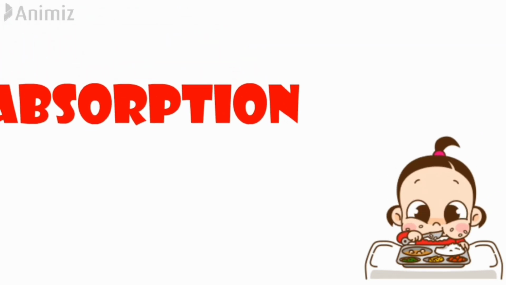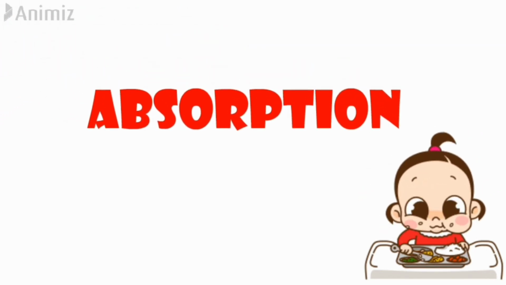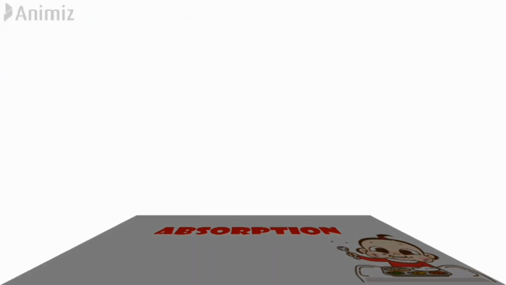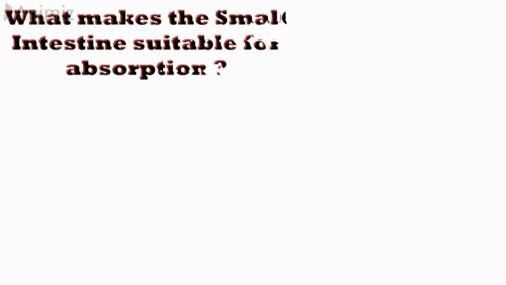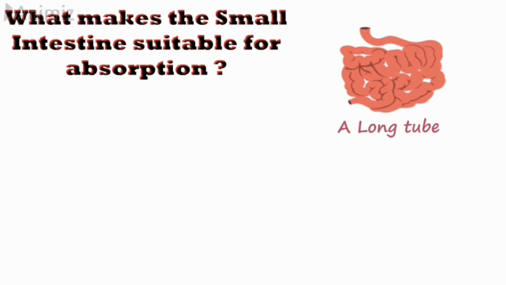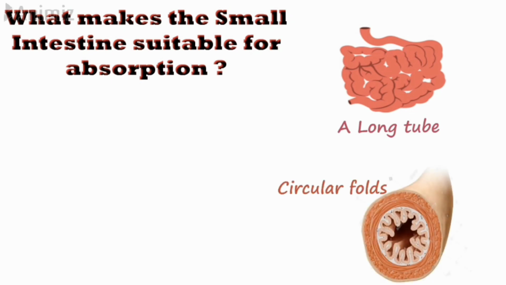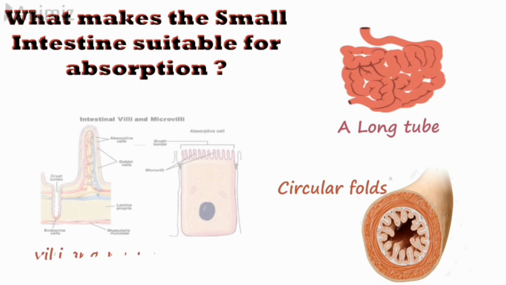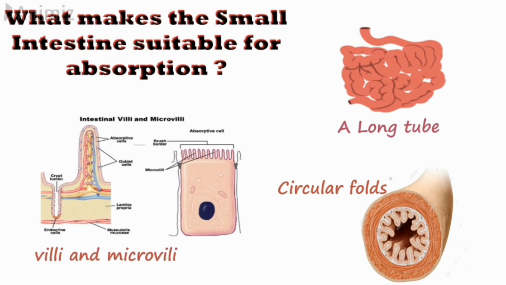Now, the digested end products are taken into the body through absorption. Absorption mainly takes place in the small intestine. What makes the small intestine suitable for absorption? It is a long tube structure. Then, it has circular folds in the inner wall, and it contains finger-like projections called villi and microvilli in the circular folds.